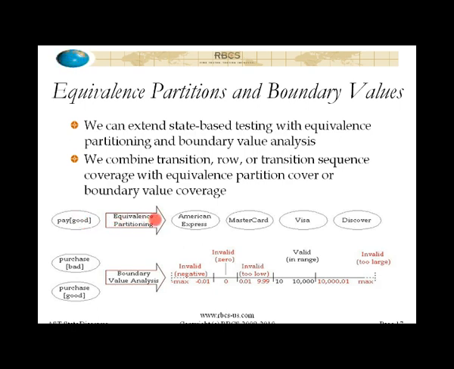I can do equivalence partitioning on that if I support 4 different credit cards, and I can say, well, I want to have a good payment, in other words, a processed payment that covers all 4 of the supported credit cards: American Express, MasterCard, Visa, and Discover. So that would be an example of applying equivalence partitioning to this event condition combination.